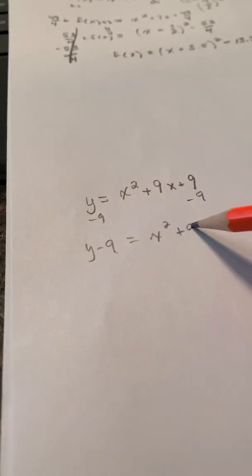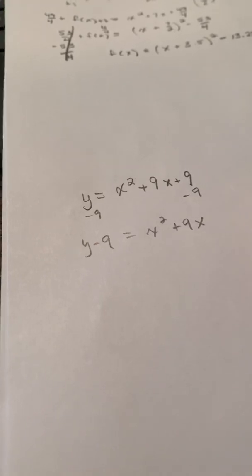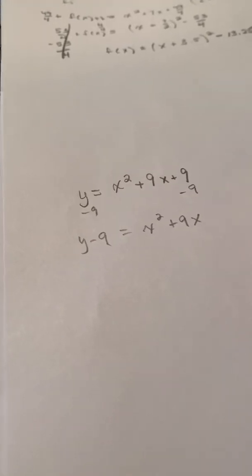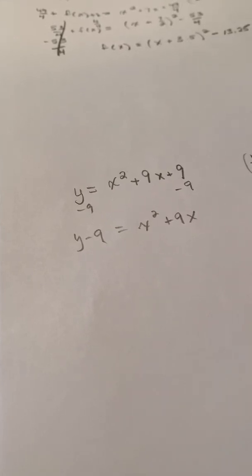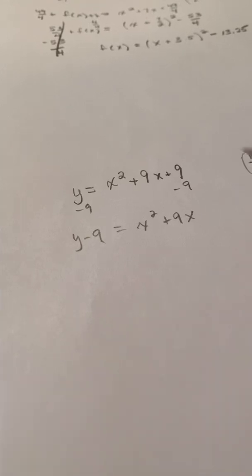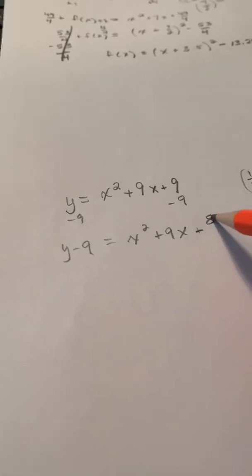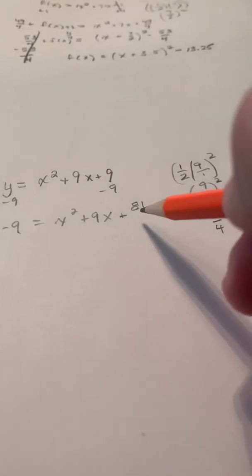Here's another one where we have this odd middle term. So you know you're going to take 1/2 of 9 and you're going to square it. So it's going to be 9/2 that gets squared. This is going to be 81 over 4. So you're going to add 81 over 4 to both sides.